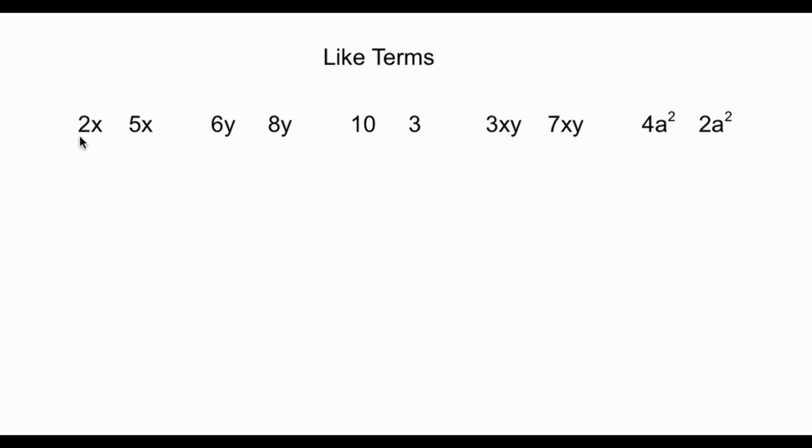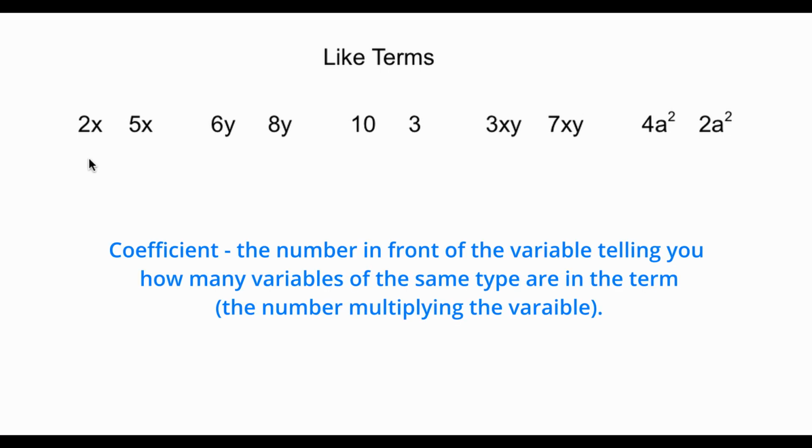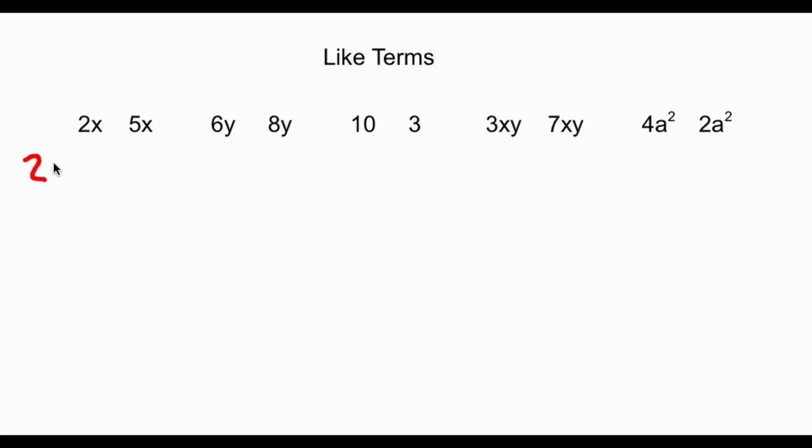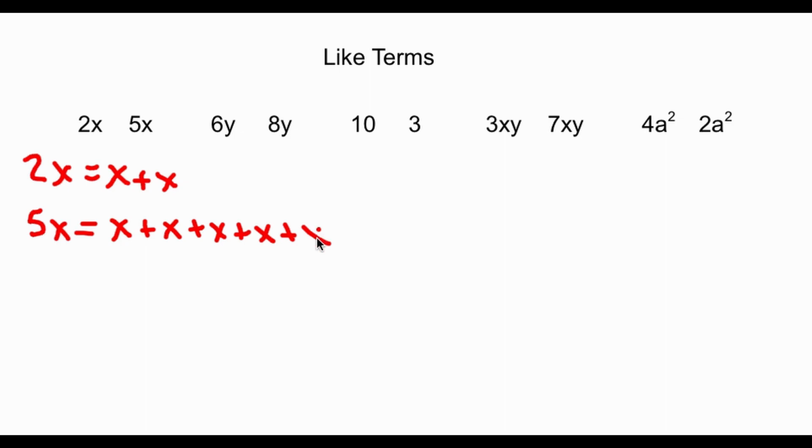the number in front, that's referred to as the coefficient. Now, some people like to define the coefficient as the number telling you how many x's the term has. For example, this term has 2 x's, so you can actually split 2x into x plus x. This is the expanded form of 2x. Similarly, 5x can be split into x plus x plus x plus x plus x. All right, 5 different x's adding together.